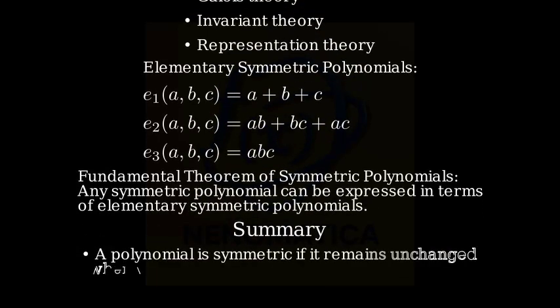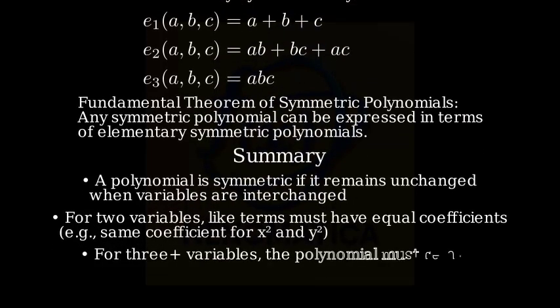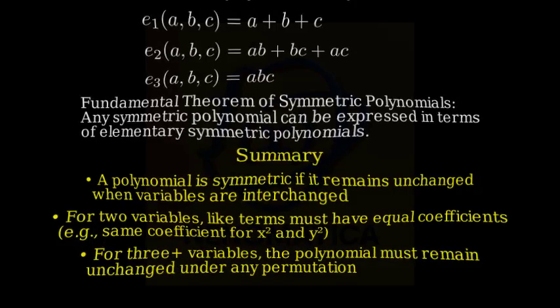A polynomial is symmetric if it remains unchanged when any variables are interchanged. For two-variable polynomials, terms like x squared and y squared must have the same coefficient. For 3 or more variables, the polynomial must remain unchanged under any permutation.